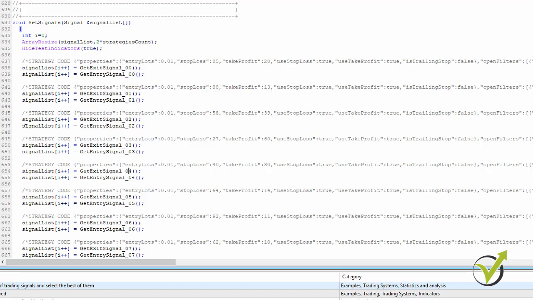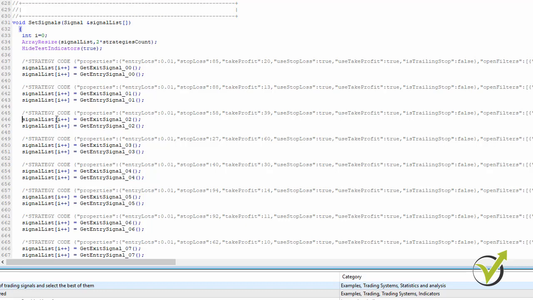So how can I remove them very easily? I simply type 2 slashes in front of the 2 and they become a comment. You see it changed color. This means that this strategy is not active anymore. It's still inside this portfolio expert advisor, but it's not active anymore. If I delete those slashes, it will be active again.